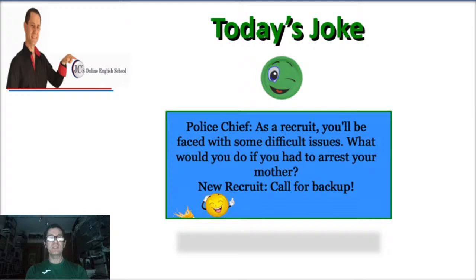The police chief says, as a recruit, you'll be faced with some difficult issues. He's talking to a recruit, no? He says, what would you do if you had to arrest your mother? And the new recruit says, I would call for backup. In other words, I would call for help. So his mother is dangerous. Once again, as a recruit, you'll be faced with some difficult issues. What would you do if you had to arrest your mother? I would call for backup.